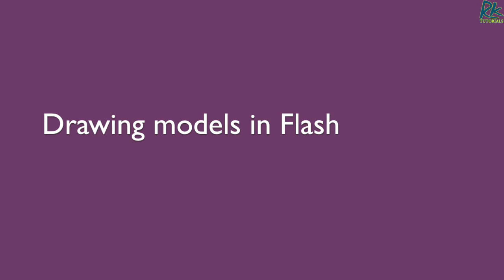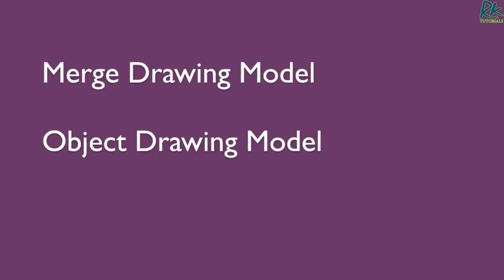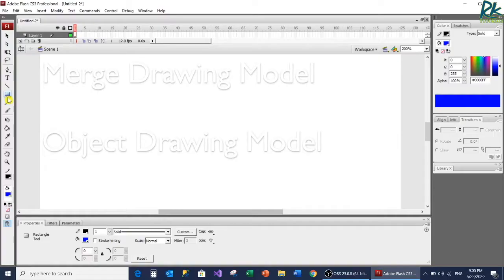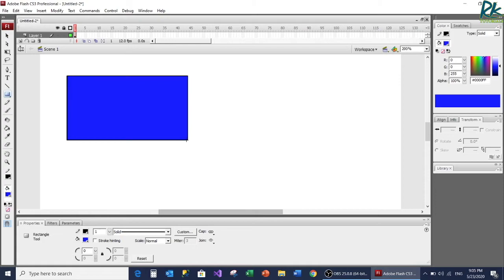Flash provides two drawing models, which are Merge Drawing Model and Object Drawing Model. The Merge Drawing Model automatically merges shapes that you draw when they overlap each other. To see it in practice, let's draw a rectangle. Now let's overlay a small rectangle over it.